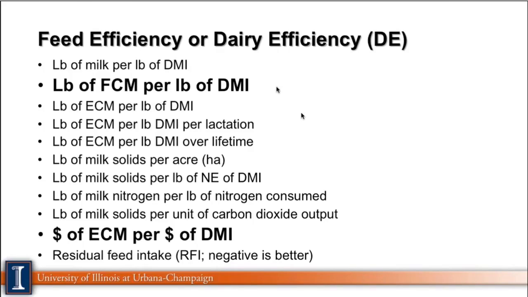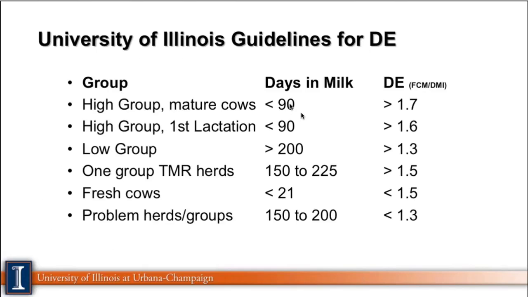There is a really good webinar that Hoard's Dairyman did where Mike Hutjens talks about all these items and how you can measure feed efficiency. So I would go to the archives and check that out if you have a chance later. But what I'm going to use for this purpose is pounds of fat corrected milk per pound of intake as one of the measurements, okay? And when you divide how much the cow is producing by how much the cow is eating, now I'm calling it dairy efficiency. So here at the University of Illinois we have some guidelines for you, okay?